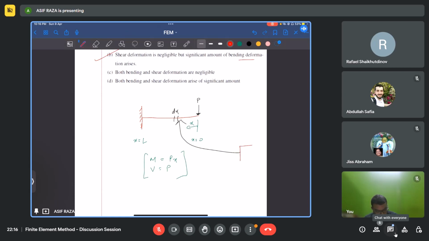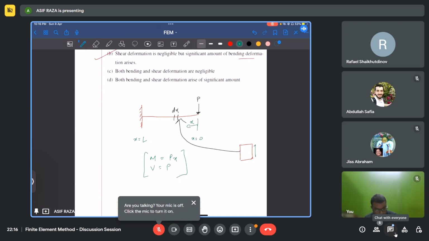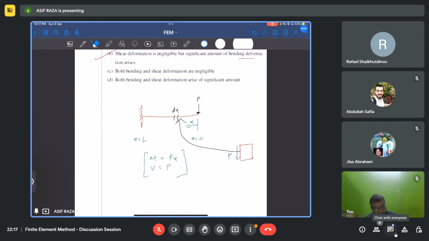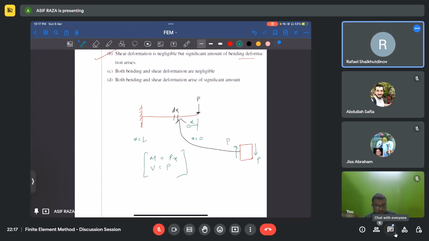I'll just write here. So on the left hand side, it will be P. The right hand side, it would be P over A, it would be P. P, P, yeah, you're saying? Yeah, I'm okay with that.